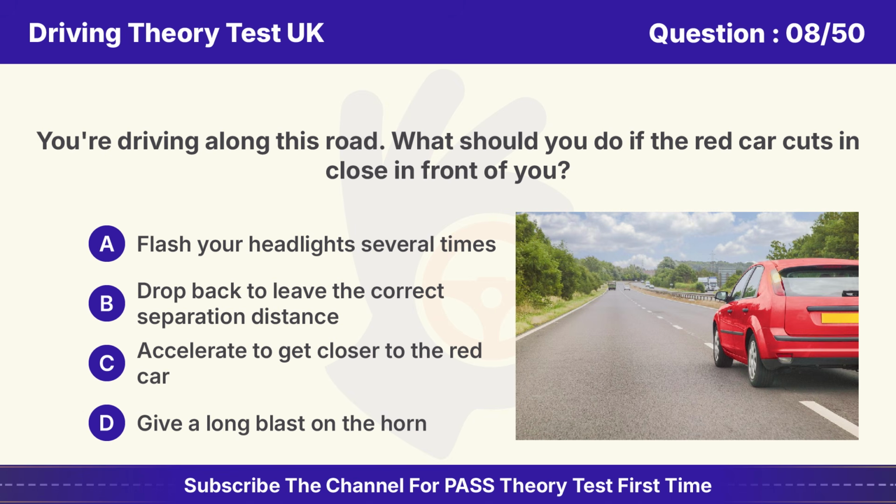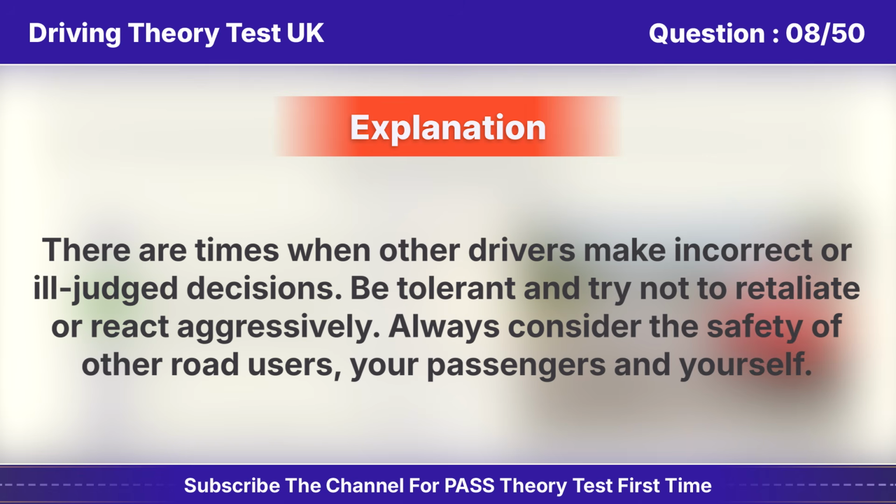Question 8. You're driving along this road. What should you do if the red car cuts in close in front of you? Answer is B. Drop back to leave the correct separation distance. There are times when other drivers make incorrect or ill-judged decisions. Be tolerant and try not to retaliate or react aggressively. Always consider the safety of other road users, your passengers, and yourself.